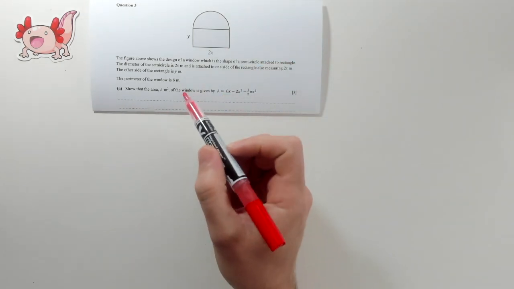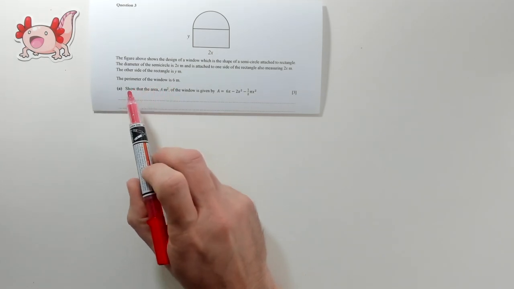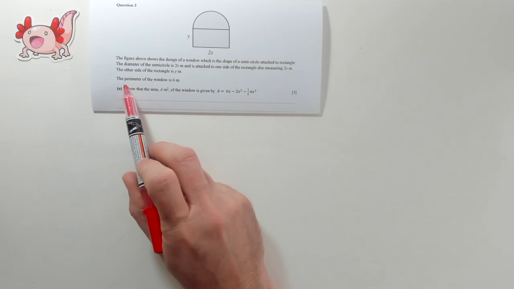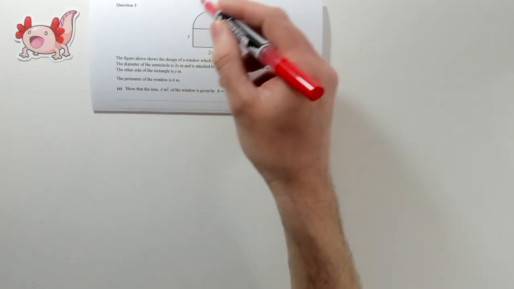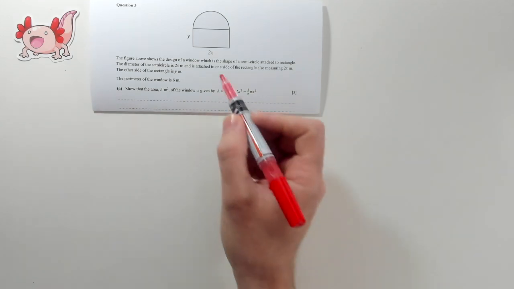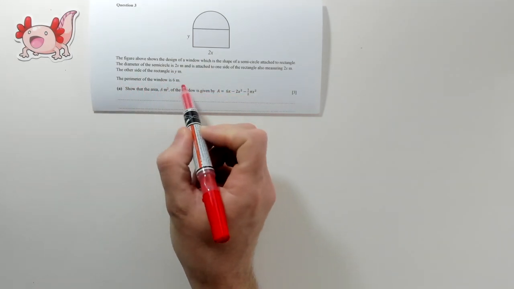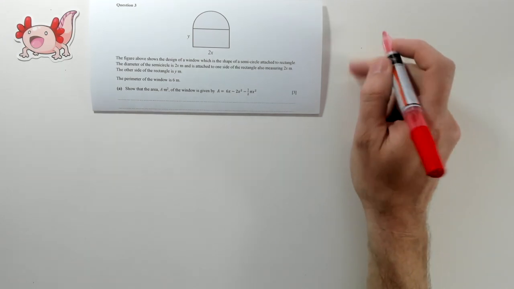The first thing that I always look for is the information they give me regarding the restriction. So I call it the restriction because the perimeter of this window is 6 meters, and that's kind of restricting the size. In different examples, they might say the area is this or the volume is this. So we know we're going to write some kind of an equation using that. So I'm going to start off with that because that's the easiest bit.